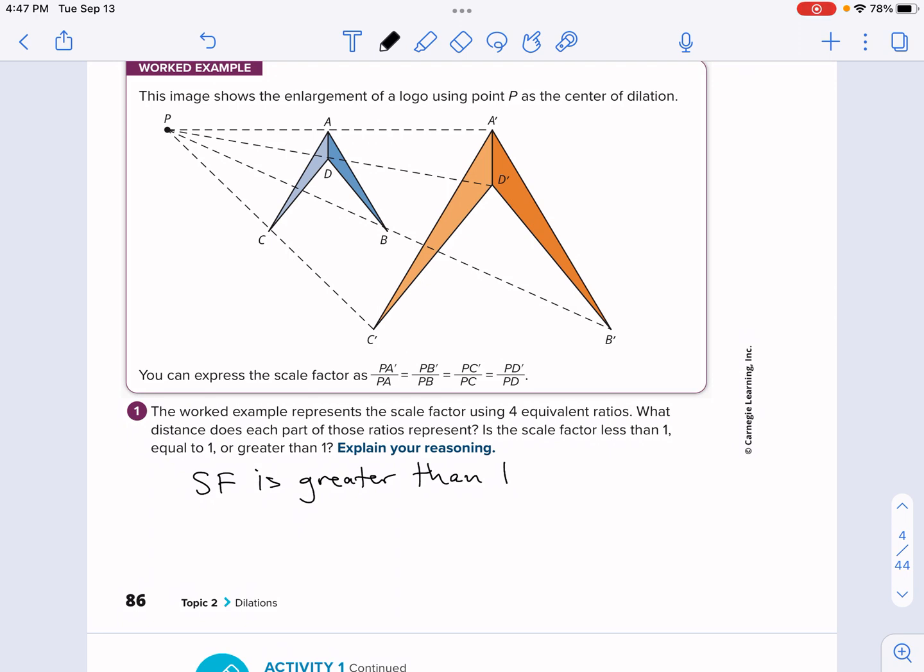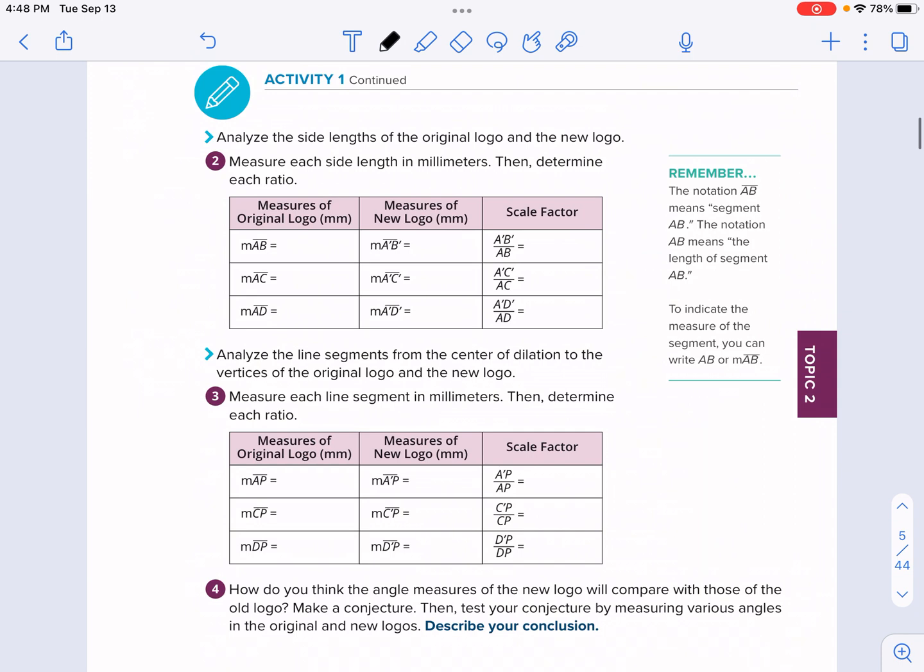And these ratios all represent the scale factor here. So you can find the scale factor just by measuring, and we're going to go back and forth between this page and the next page. So let's go to number 2 on the next page. It's asking us to measure each length in millimeters. I'm going to give you the answers here, but you're welcome to measure as well.